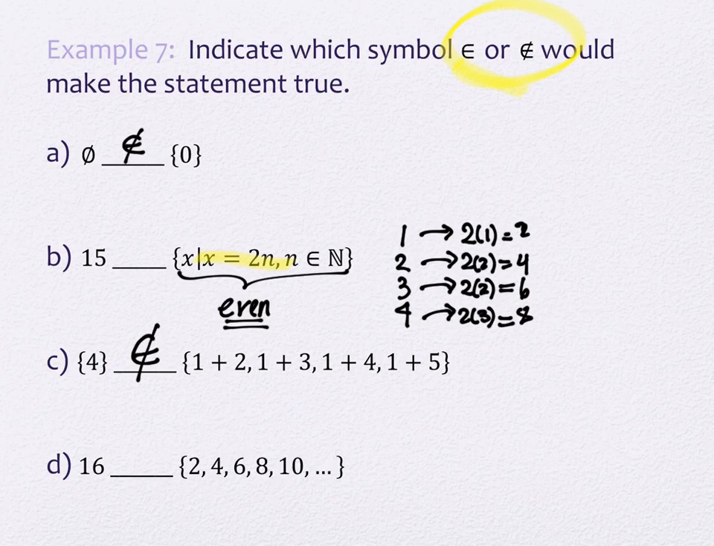Okay, so 15, check mark the first box. It's an element. But isn't it an element that's being described by the set on the left, on the right? No. 15 is not even. So this one fails, but it fails for a very different reason than A and C failed. A and C failed because they actually aren't elements at all. B failed because while it's an element, it still didn't meet the criteria that was being described.